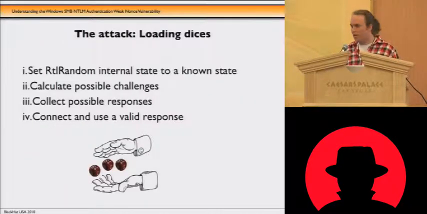So knowing those factors, we built an attack. We designed an attack in 4 steps. First, set that internal vector of the RTL random in the server to a known state, then calculate all the possible challenges that can be generated by that internal state, collect the possible responses, forcing a victim to respond to all those challenges, and then connect and use a valid response, because the server will send a pre-calculated challenge.